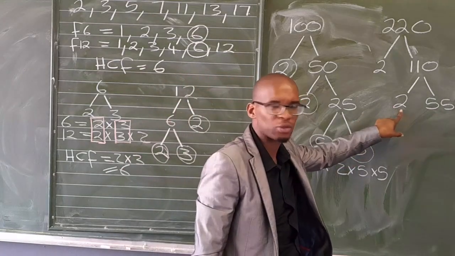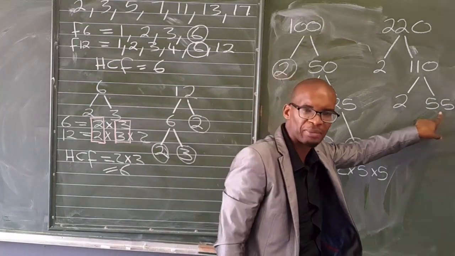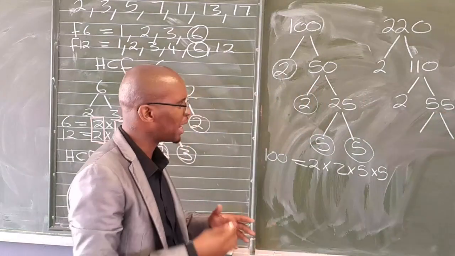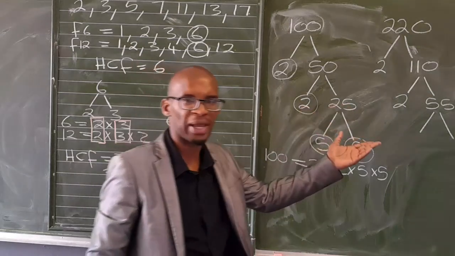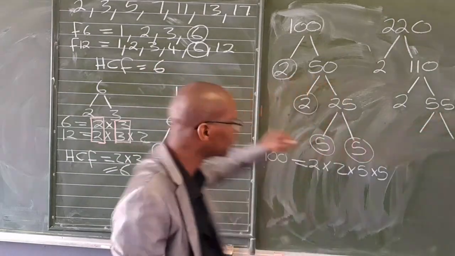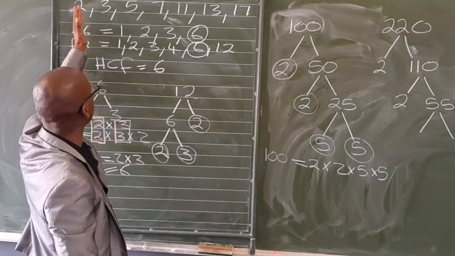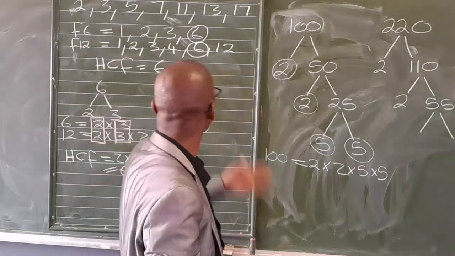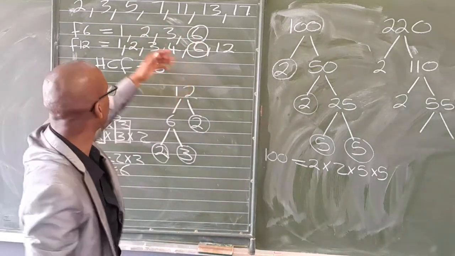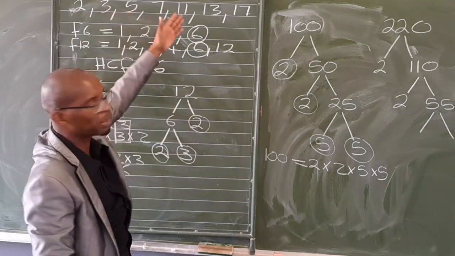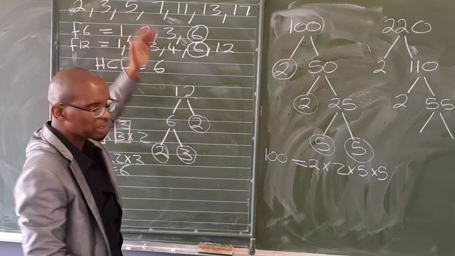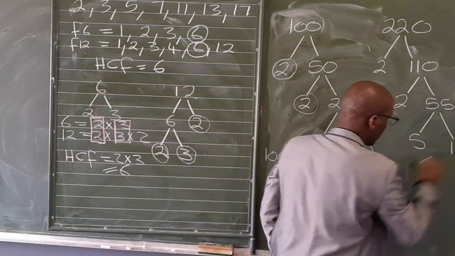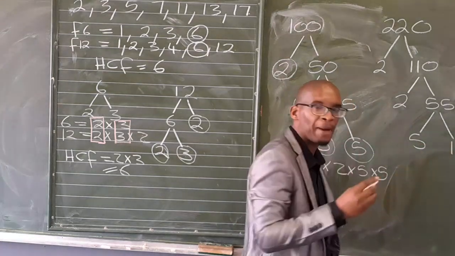2 is a prime number, so I leave it, but 55 is not a prime number, so I need to go and break up the number 55. Again, I ask myself, which two numbers, if I multiply them, would give me 55? If you were to check from here, you would see that you cannot use 2, 3, or 7, and you would come to notice that it's actually 11 multiplied by 5, or 5 multiplied by 11. You can use 5, but not 2 and 3. So it would be 11 multiplied by 5. That would give you 55. So both 5 and 11 are prime numbers.